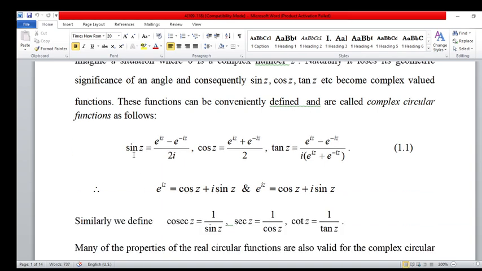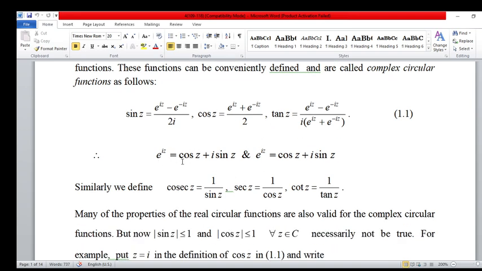So sin z is equal to e raised to the power iz minus e raised to the power minus iz upon twice i. Cos z is equal to e raised to the power iz plus e raised to the power minus iz upon 2. Tan z is equal to sin upon cos, the 2 cancels, i is present, and this is e raised to the power iz minus e raised to the power minus iz upon e raised to the power iz plus e raised to the power minus iz, with i. These are the circular functions sin z, cos z, tan z.